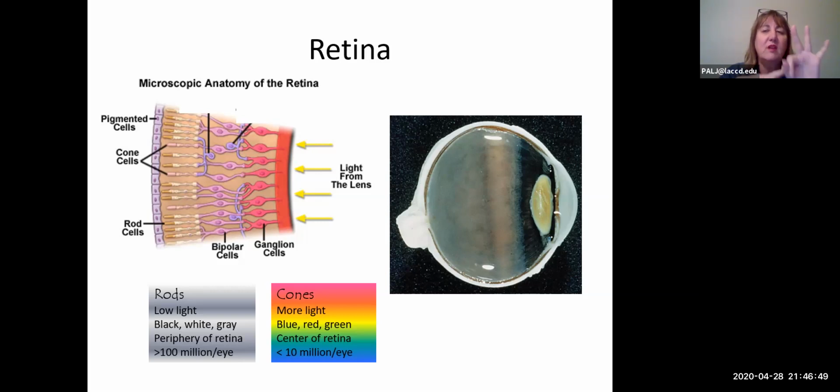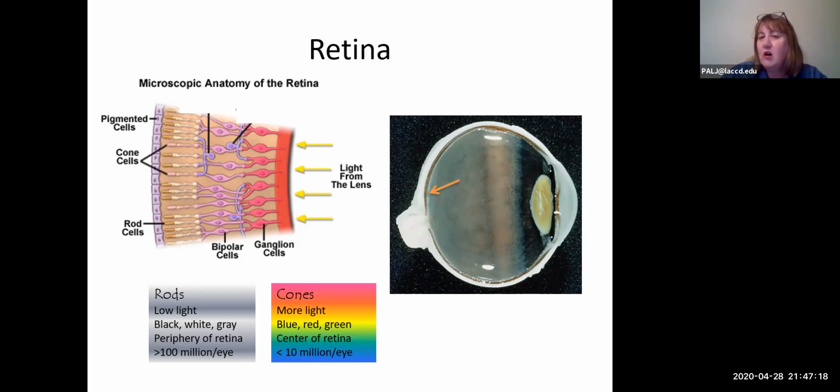Please notice these are not the 3 primary colors, because the 3 primary colors are blue, red, and yellow. There are no yellow cones, they are green cones, and I'll explain what I mean by blue, red, and green later on. These are much more towards the center of the retina, and as opposed to more than 100 million rods, we have less than 10 million of these. Okay? So we have less than 10% cones than we do rods.